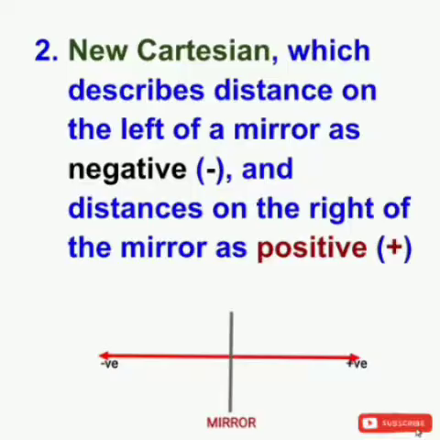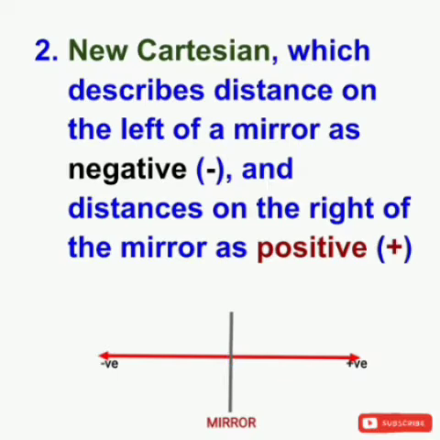2, we have the new Cartesian, which describes distances on the left of a mirror as negative and distances on the right of a mirror as positive. So you can see from here the dark vertical line represents a mirror, while the red line represents a number line. On the number line, the place where the mirror is placed is regarded as the 0 point, while all distances to the left are negative and all distances to the right are positive.